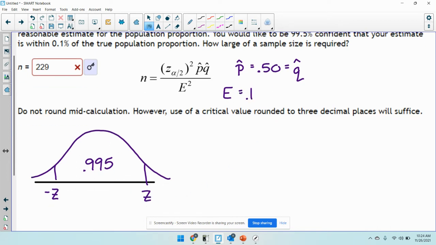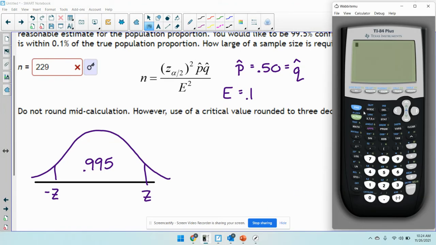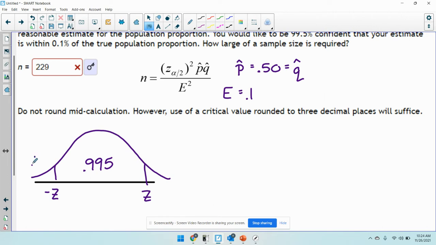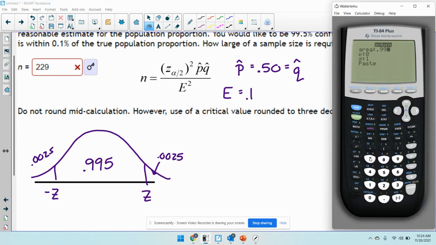Okay, so first thing I'll do is figure out what the z value is going to be. So I'm going to hit distribution, inverse normal to get that z value. The area to the left of this, since this is 99.5, this is going to be 0.0025, and this is going to be 0.0025. So then that means to the left of this would be 0.9975. Mu and sigma are 0 and 1. So that's going to be my z value, 2.807.